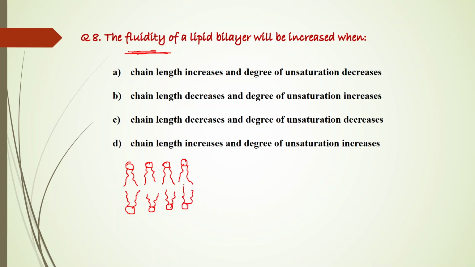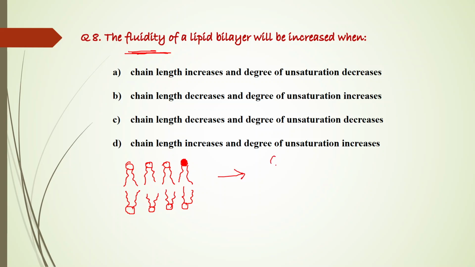So this is how a lipid bilayer looks. These round ones are your polar head groups, and these are your hydrophobic fatty acid tails. Now what do we mean by fluidity? This particular bilayer conformation can exist in two ways.